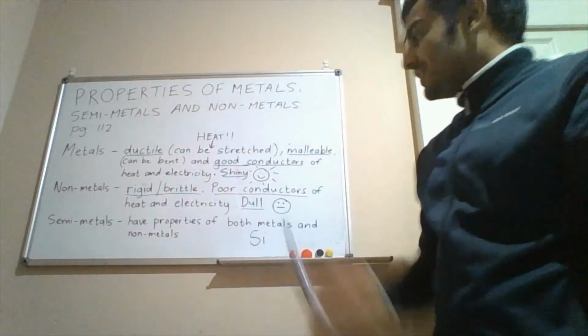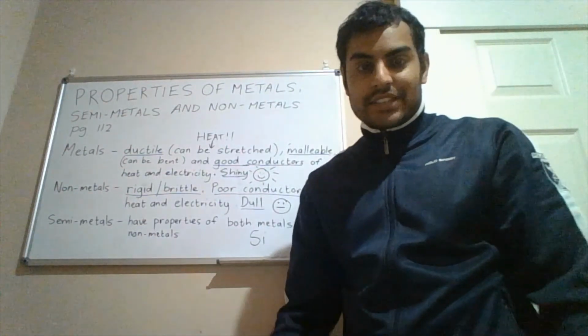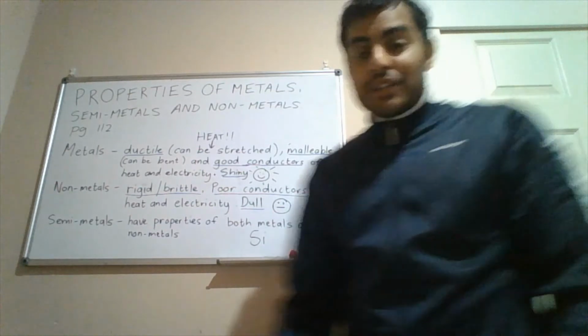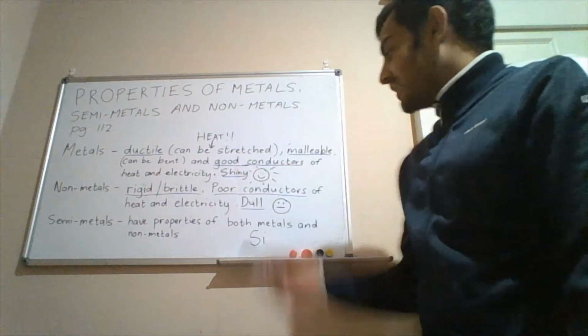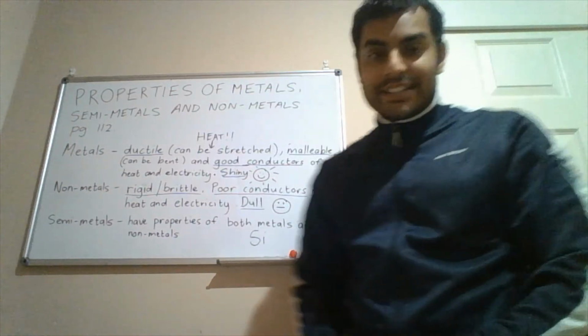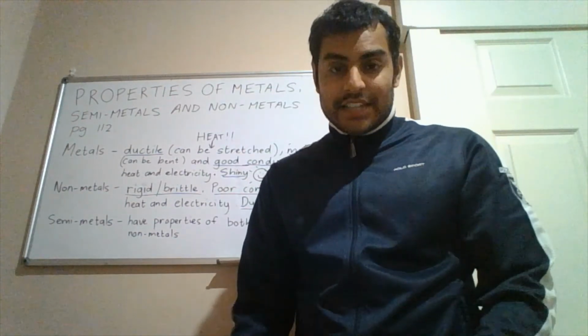So semi-metals have properties of both metals and non-metals. The classic example that we're going to look at is silicon. Silicon has the chemical symbol Si, and you can find this in the textbook.